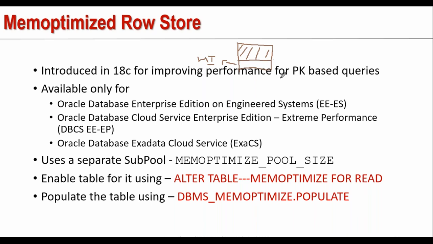So that means your table must have a primary key, which is mandatory for it. Second, your table cannot be using the deferred segment creation clause. Your table has to be immediately created. So if you're using deferred segment creation, which is the default, this is not going to work. Using the hash index, your buffer is immediately searched in this memoptimized pool.